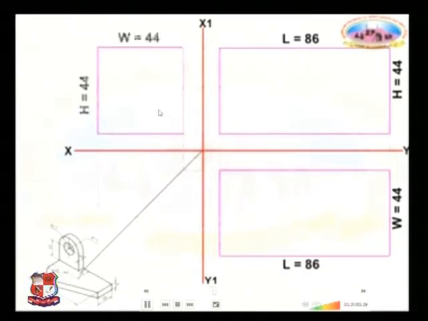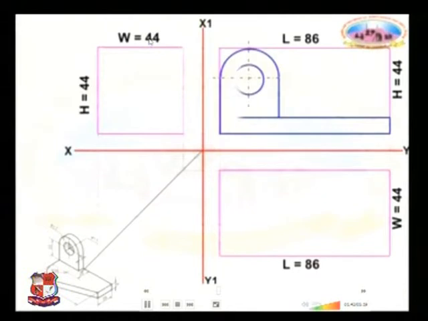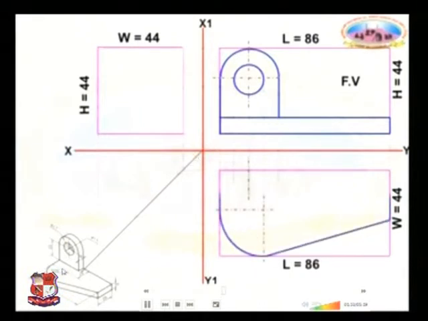Now in side view, we can transfer this top view to the side view like this. Width is 44, height is 44. This is the front view. Now this shape is to be drawn like this. This width is known to us. This dotted line represents the circular hole. In front view, this hole will appear as a circle like this.